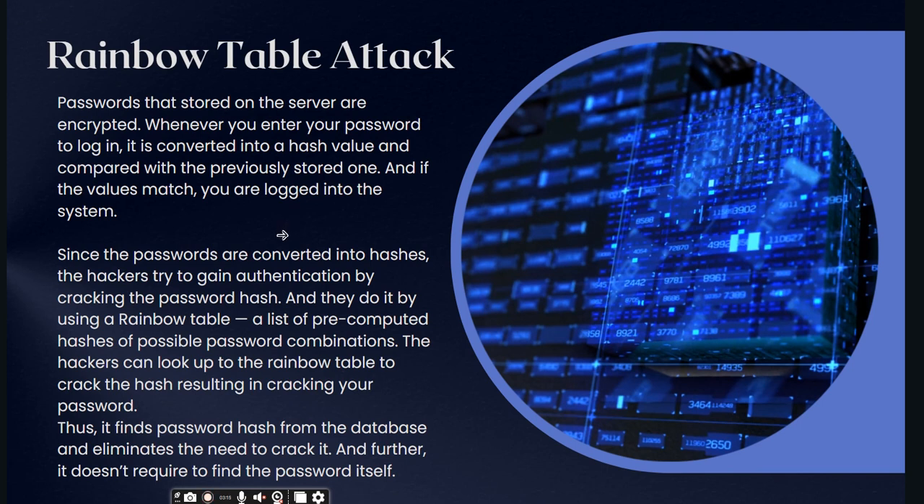Since passwords are converted into hashes, hackers attempt to gain unauthorized access by cracking the password hash. One method they employ is using a rainbow table, which is a list of pre-computed hashes for potential password combinations. By referencing the rainbow table, hackers can potentially crack the hash, thereby revealing your password. By obtaining the password hash from the database, the need to crack it is eliminated. This approach also removes the requirement of discovering the actual password itself.